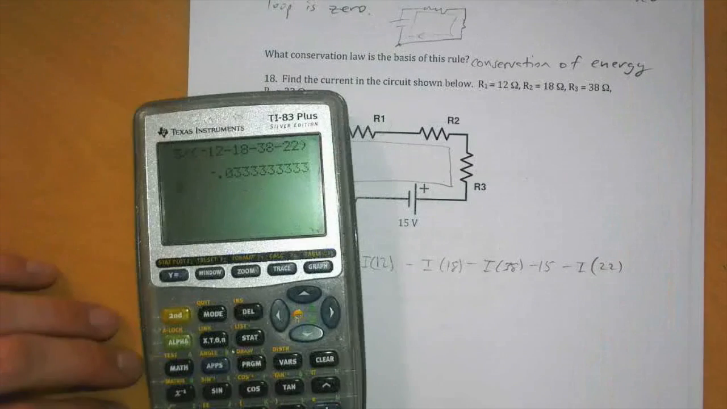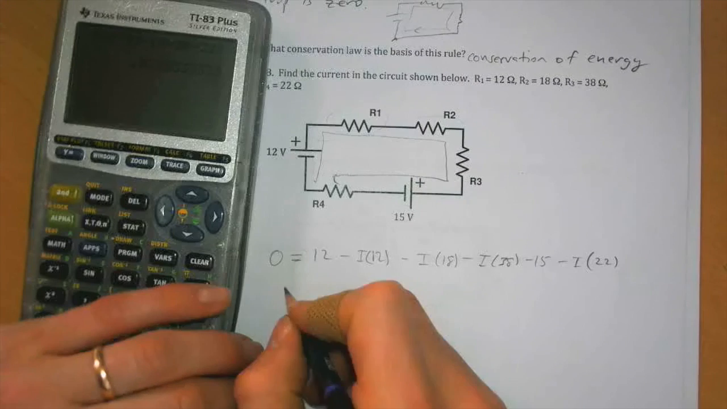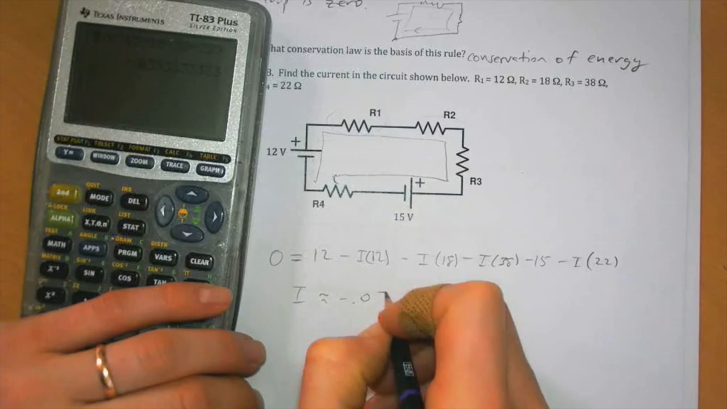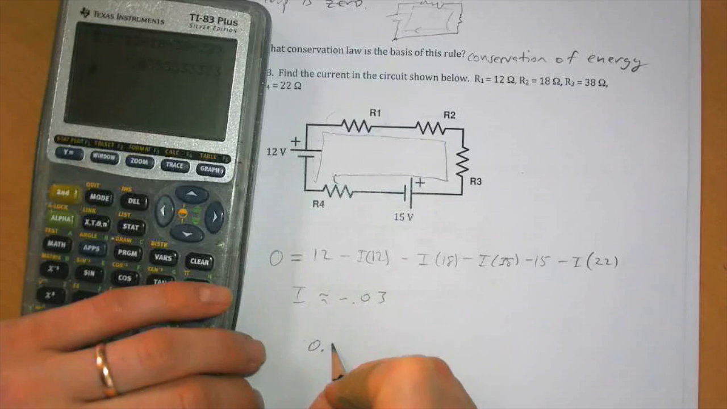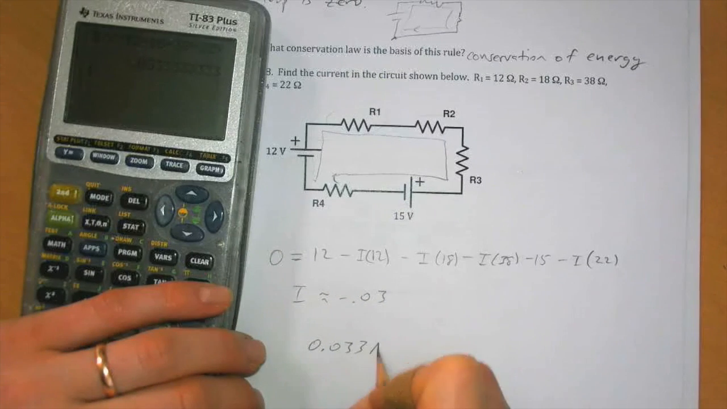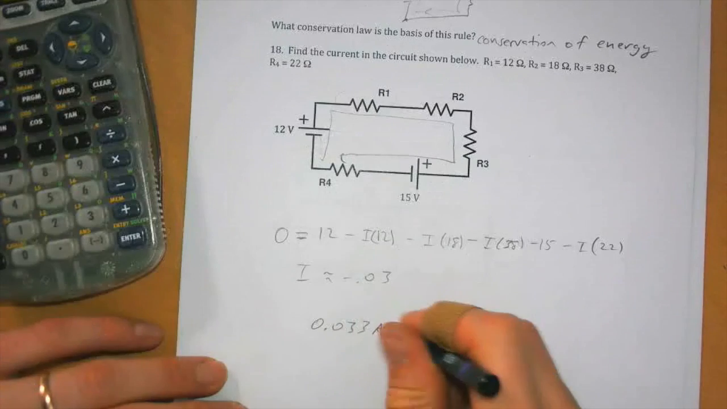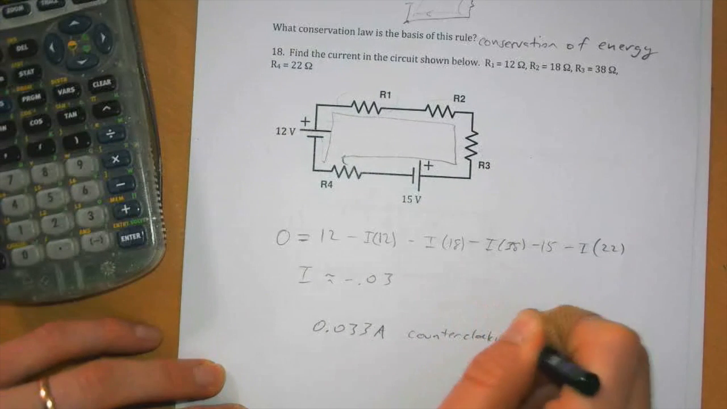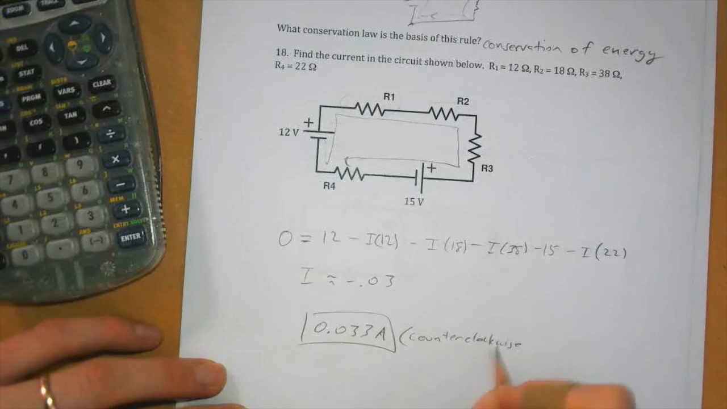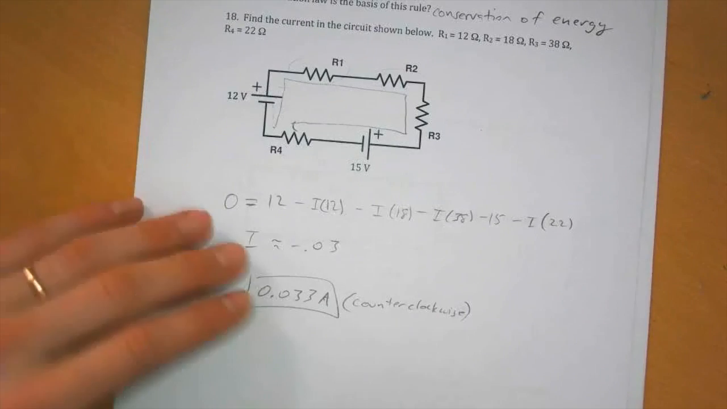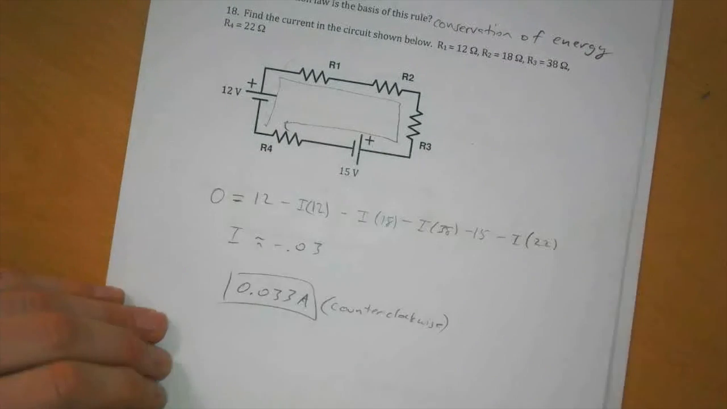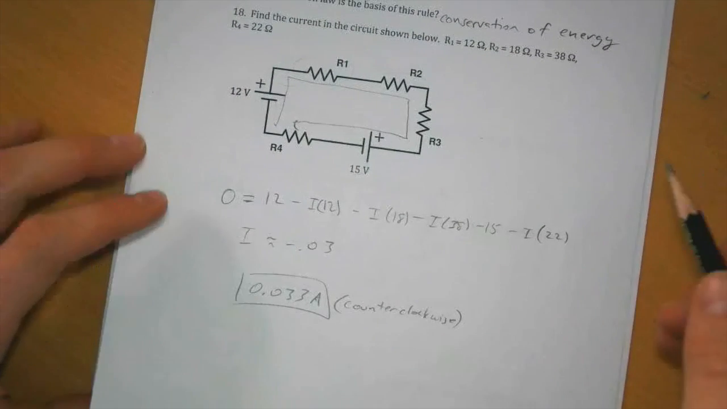And that gets us the current of negative 0.03, which means our current is 0.033 amps, and it's actually going counterclockwise, which, depending on the problem, you may or may not be asked to state. That's the simplest level of application of Kirchoff's loop rule.